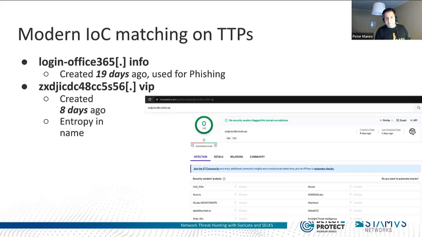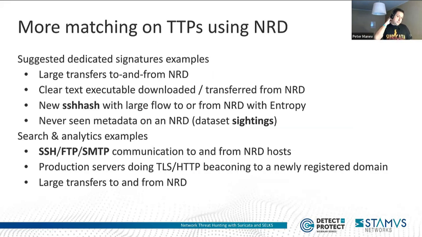Now, what can we make out of all that? Let's have a look. Well, let's consider some TTPs when using newly registered domains. So large transfers to and from a newly registered domain, a clear text executable downloaded from a newly registered domain. Yeah, that's a red flag. Definitely needs checking out. Well, we have a new SSH hash. So Suricata can uniquely identify an SSH connection. And coming and going, or actually from a host that has been in contact with a newly registered domain soon after that. Well, that's something to be checked out.